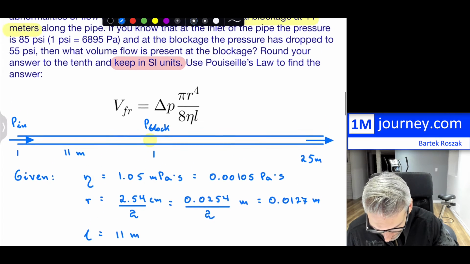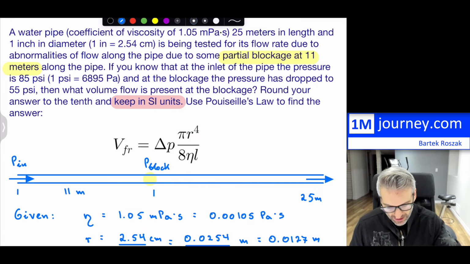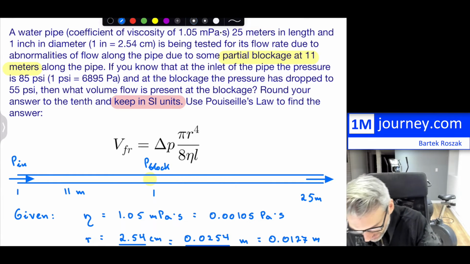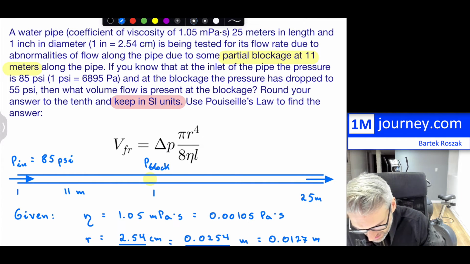All right, so let's keep reading. If you know that at the inlet of the pipe, the pressure is 85 psi. So we have 85 psi in here, and they do give us the actual conversion.